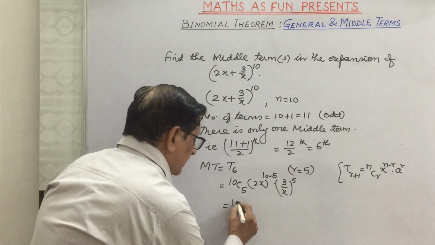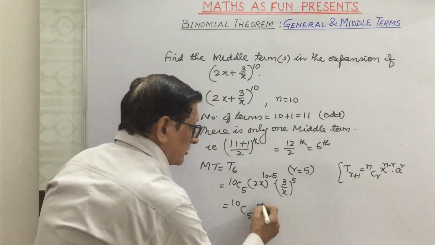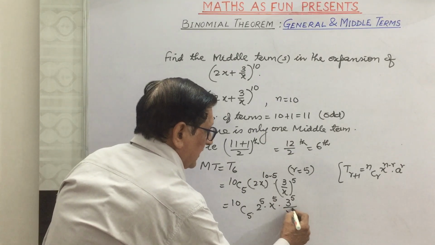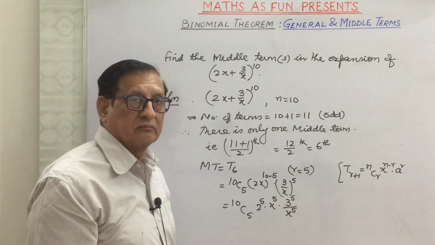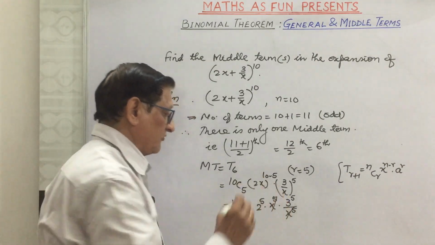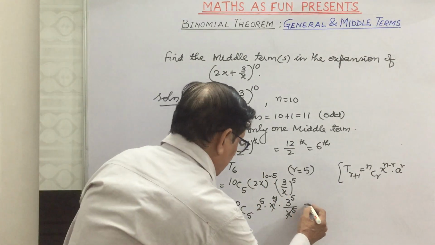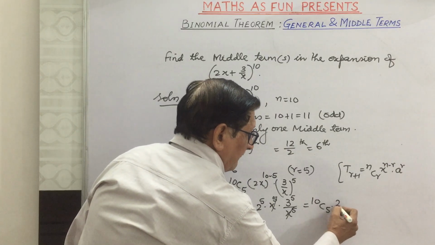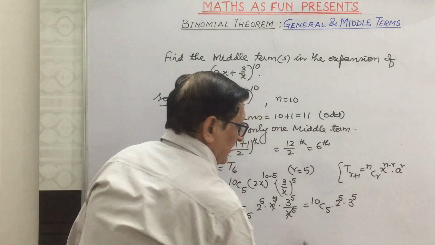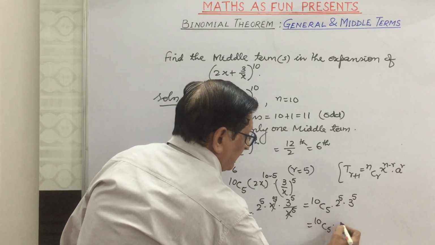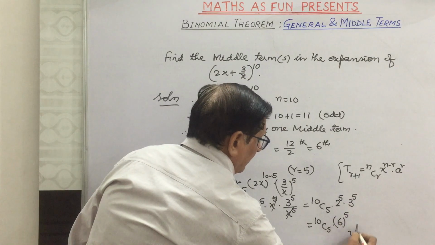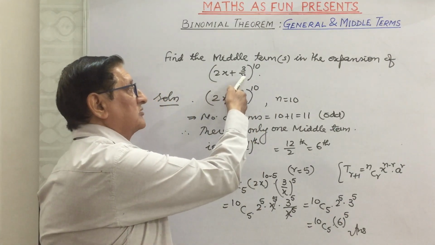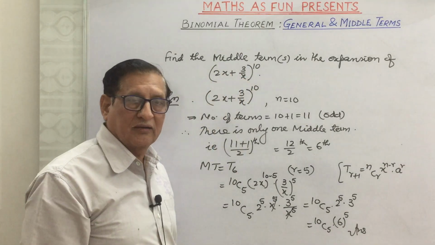This comes as 10C5 into 2^5 x^5 3^5 upon x^5. This x^5 and x^5 cancel. This is now 10C5 into 2^5 into 3^5, or we can write 10C5 into 6^5, which is the middle term in the expansion of (2x + 3/x)^10.